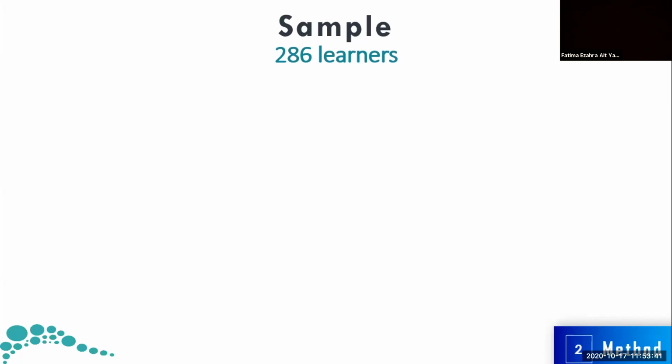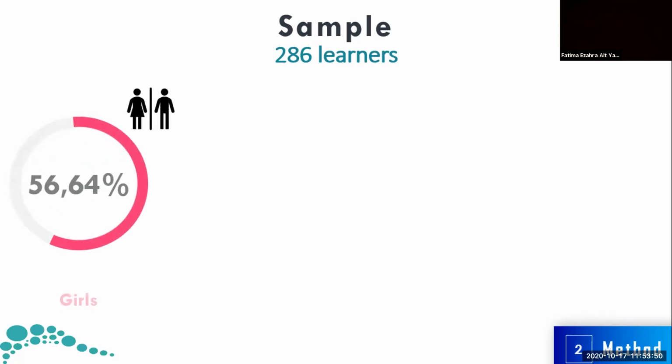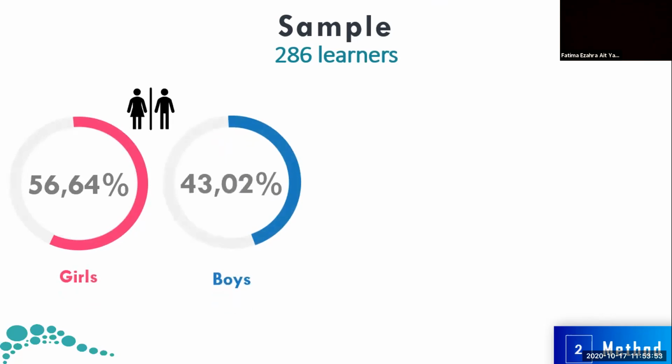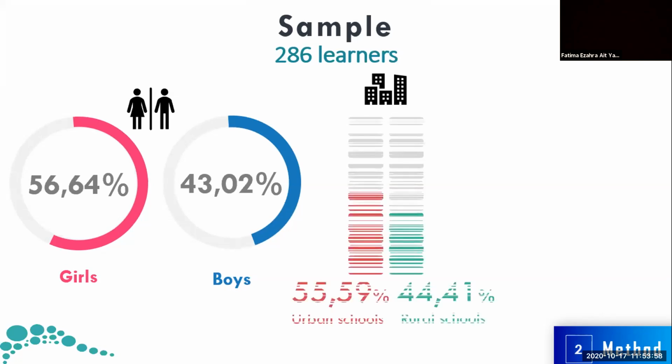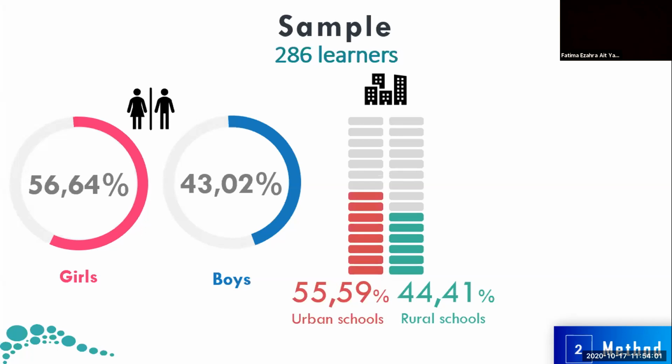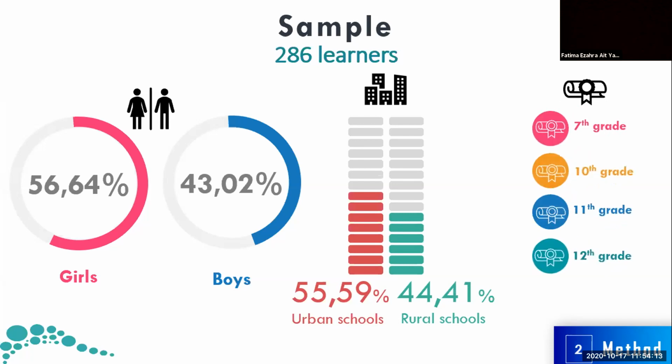The sample consists of 286 learners. According to their sex, 56% of whom are girls and 43% are boys. Thus, 55% of learners study at schools located in urban areas, while 44% continue their studies at rural schools. The learners belong to four grade levels where scientific disciplines are taught in French. These are the 7th, the 10th, the 11th, and the 12th grade.